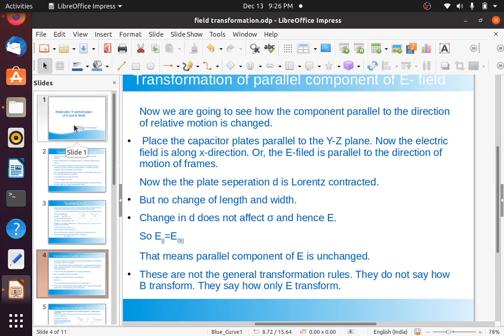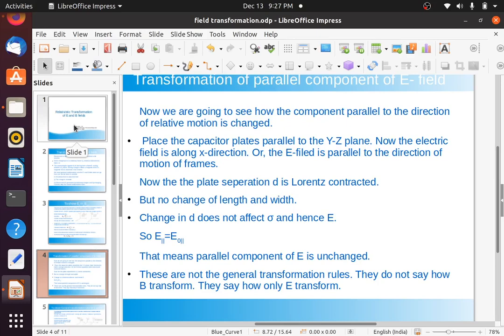Now, when the capacitor plate is put in the YZ plane, the electric field will exist along the X direction. That is, the electric field is parallel to the direction of motion of the frames. So what will happen if the capacitor plates appear to be moving from the S frame? This capacitor plate gets Lorentz contracted in the direction of motion. So the D is contracted.